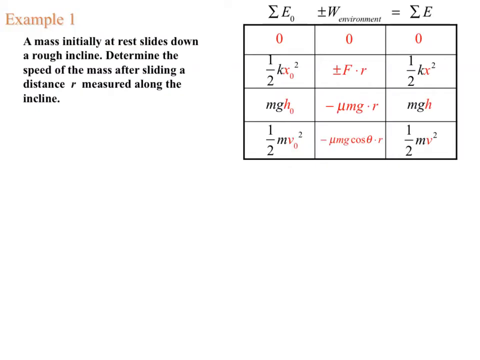Now, the next couple examples that we're going to go through, you don't necessarily have to write down because every situation is going to be different. So it's better to just understand where all these pieces are coming from instead of writing every specific situation down. So, this example says a mass initially at rest slides down a rough incline. Determine the speed of the mass after sliding a distance r measured along the incline. Okay, so here we have an incline with some angle theta, and we have this mass that's been placed on it.